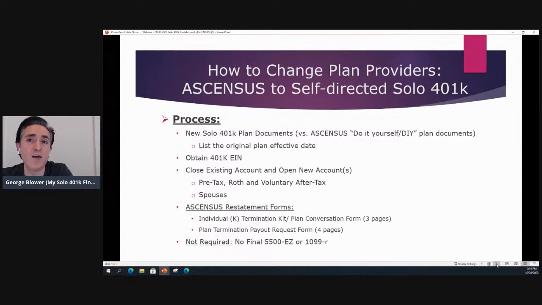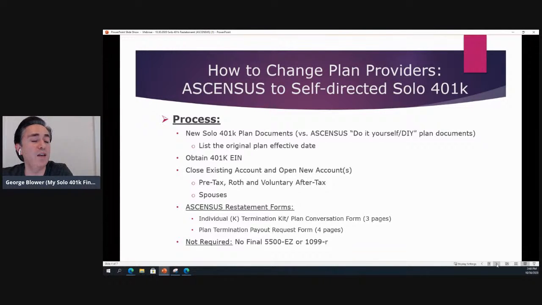But the plan itself is not ending. It's really just the documents are being restated. And so when we draft our plan documents for your business, we want it to relate back to that original plan effective date, because the plan itself wasn't terminated, it continues. So we need that original plan effective date. Typically that's going to be January 1st of the year that you set up the plan.